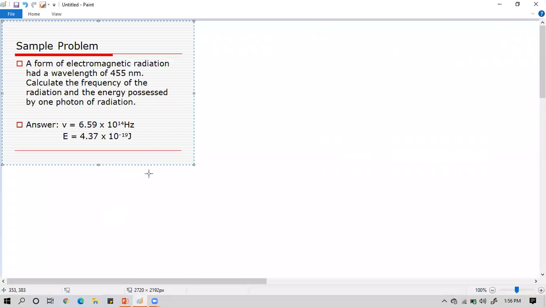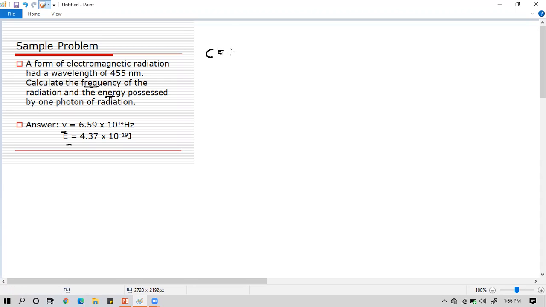Okay, so in this problem, you can see here a form of electromagnetic radiation with a wavelength of 455 nanometers. Calculate the frequency of the radiation and the energy possessed by one photon of radiation. So we have the answer already, but how do we solve these?